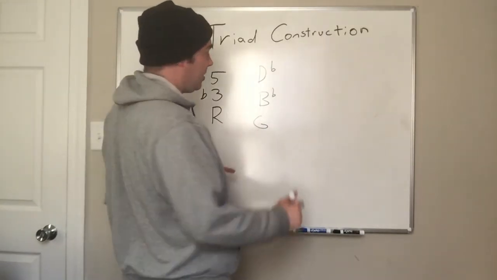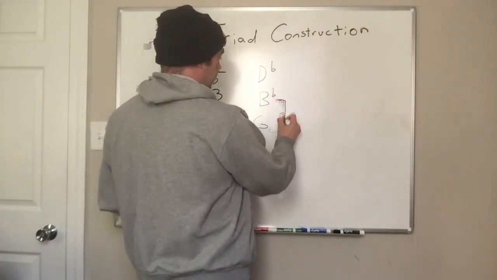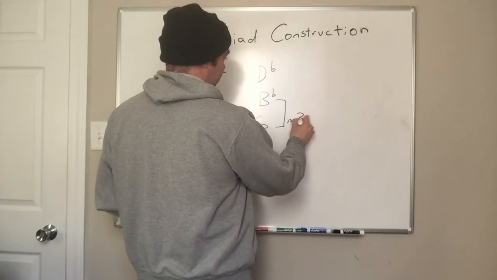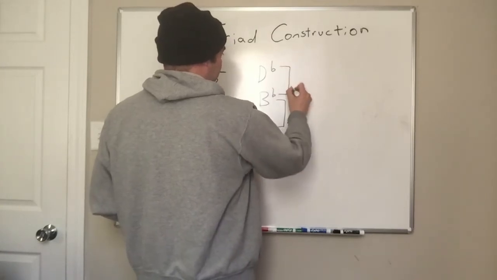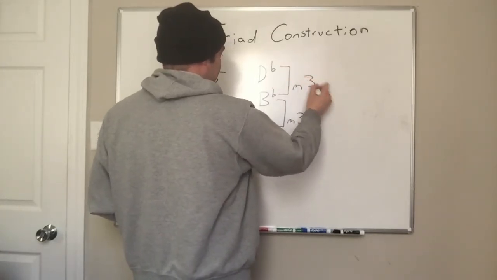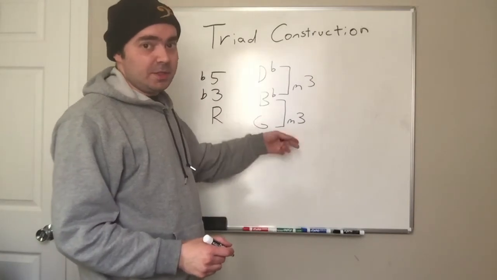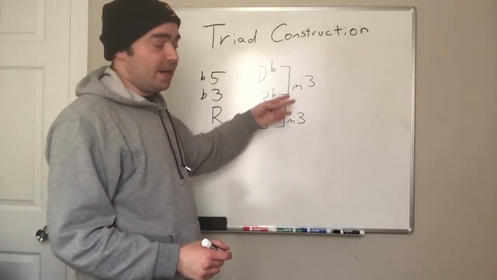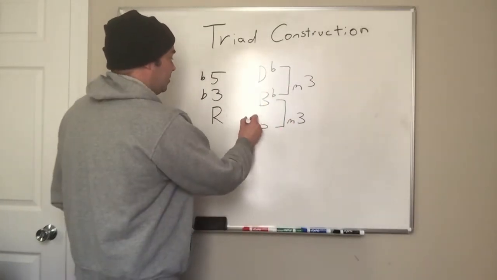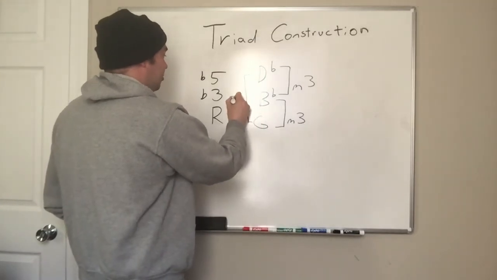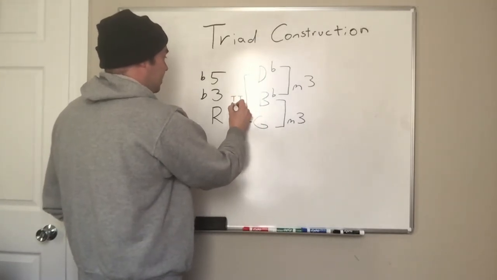Between G and B flat, that's a minor third. Between B flat and D flat, that is also a minor third. So as you can see, the diminished chord has 2 minor thirds. The outside interval is going to be a tritone, also known as a flat 5th.